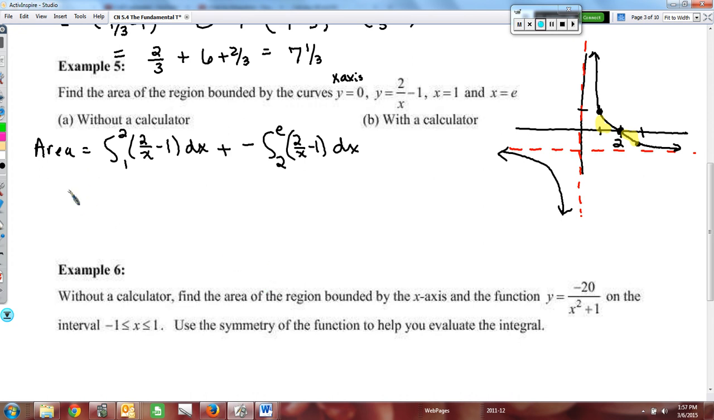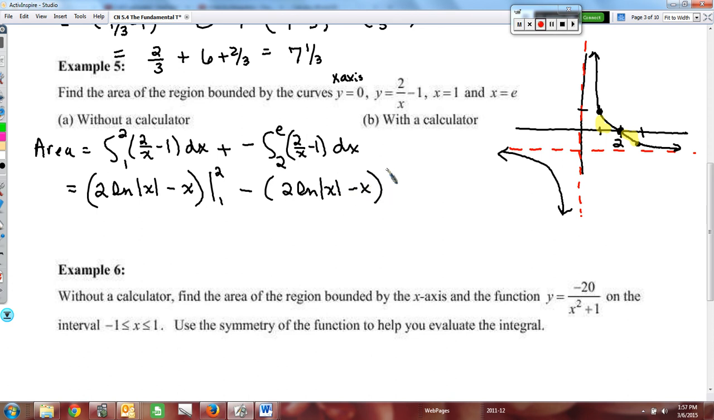Alright, now when I'm calculating my antiderivatives, remember this is 2 times 1 over x, so it would be 2 natural log absolute value of x, antiderivative of 1 is x. We're evaluating this antiderivative for the net change between 1 and 2, minus same function, so 2 natural log absolute value of x minus x, evaluated from 2 to e for net change. And so we would simply go through and plug in our values.